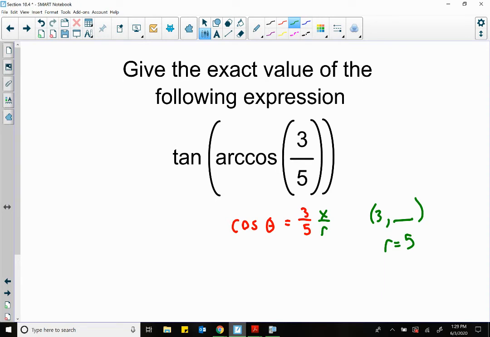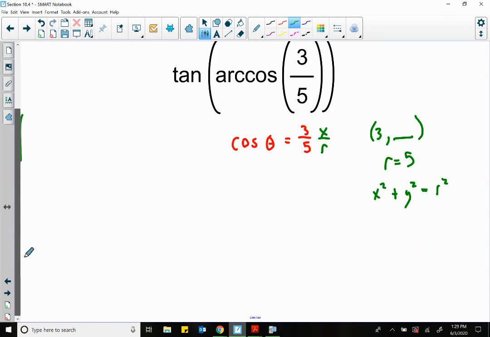Okay? Remember that we are dealing with x squared plus y squared equal to r squared, or again, the square root of this. So either one: x squared plus y squared equals r squared, or square root of x squared plus y squared equals r. I myself am going to deal with it as x squared plus y squared equals r squared. Okay? So let's plug in and do some quick math. The x is 3 squared plus y squared equals 5 squared.